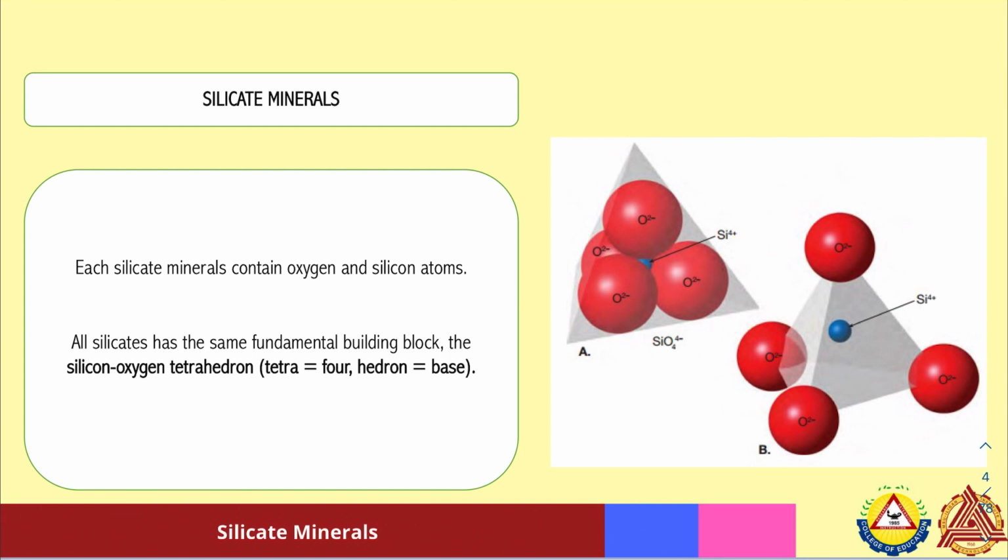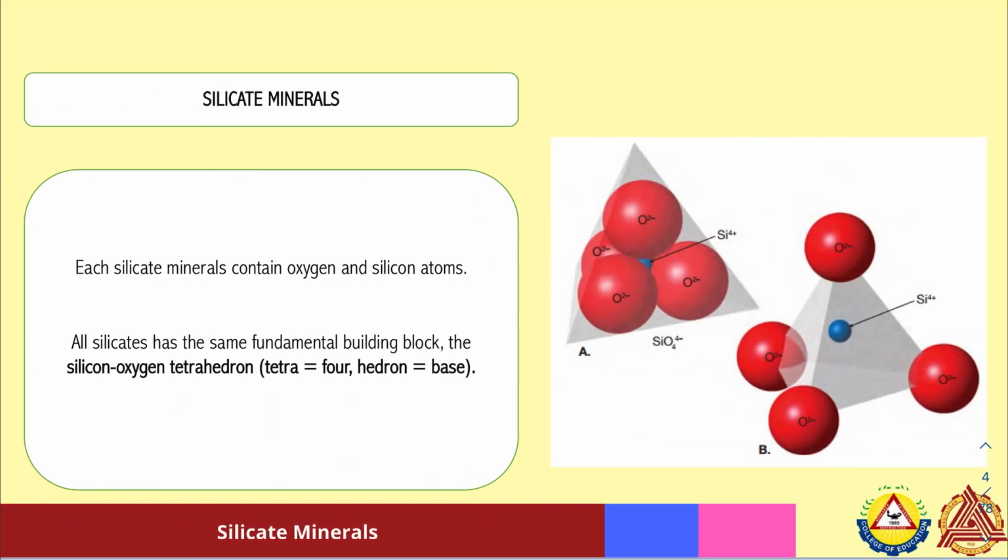So, your silicon, its oxidation state is Si4+, 4 plus, and it sits at the center of the geometry. Now, your oxygen, which has an oxidation state of 2 minus, tends to form at the vertices of your polyhedron, or of your tetrahedron to be specific. So, that is its structure.